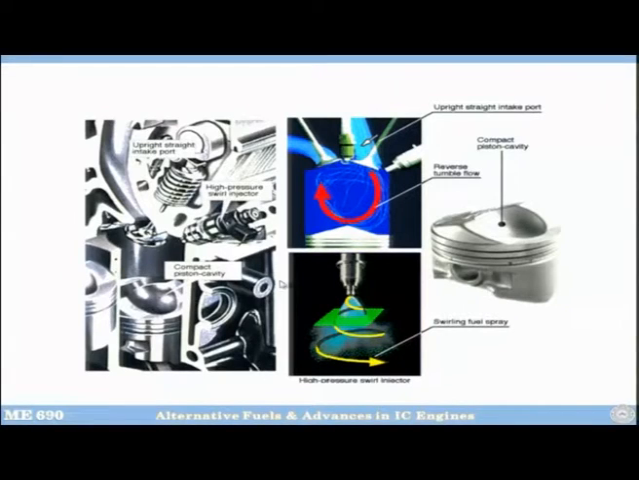Now, you see this here, this is the cut section of a GDI engine. So, please try to see this carefully. What you see here is an upright straight intake port. This is the cut section and this is the intake valve. This is the intake valve spring, and the opening and closing of this intake valve is controlled by this cam. So, the air comes in here and then here you have the piston cavity. So, the air comes in like this and goes up because of this cavity.